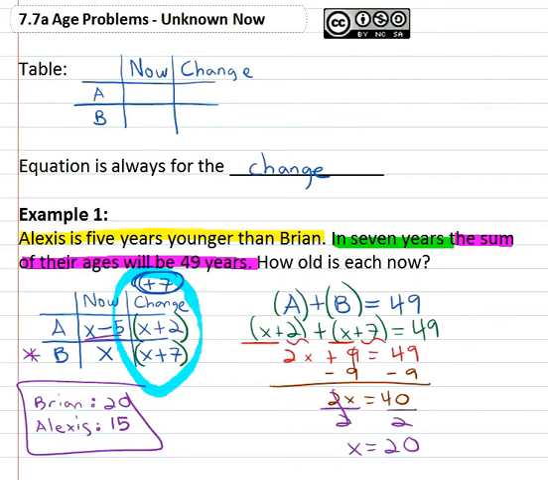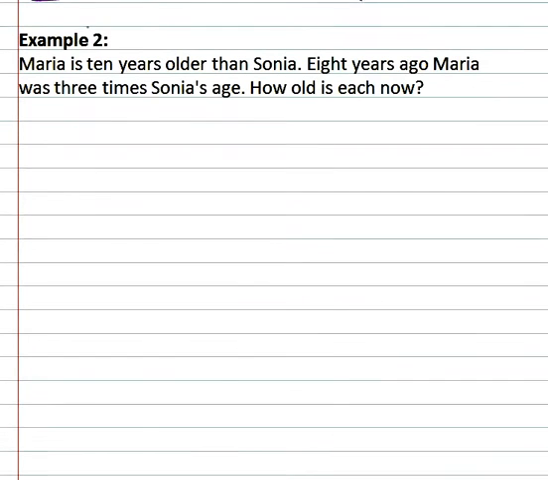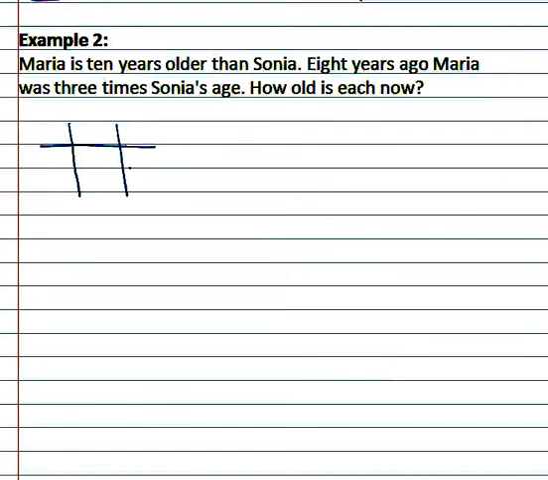Let's try another example. Setting up our little tic-tac-toe grid to organize what everybody's at right now and after the change that's described. We've got Maria's 10 years older than Sonia. 8 years ago, Maria was 3 times Sonia's age. How old is each now? Well, we're talking about Maria and Sonia, and we know that Maria is 10 years older than Sonia. Well, gee, how old is Sonia? We don't know. So Sonia is our variable. Maria is 10 years older, and addition's built backwards, so we have x plus 10 for Maria.